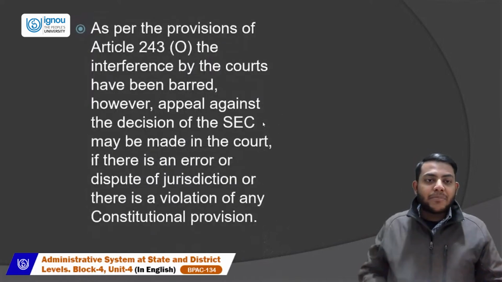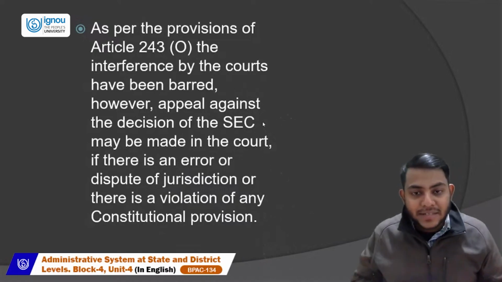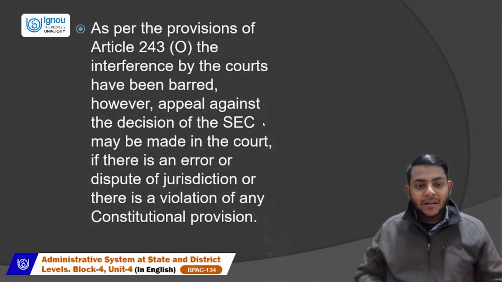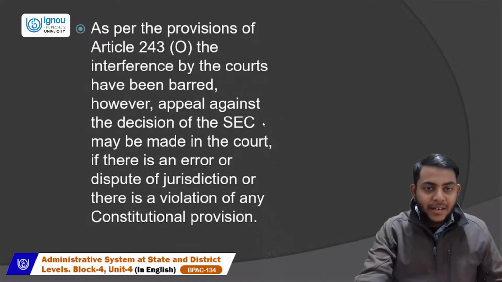As per the provisions of Article 243O, interference by courts has been barred. So courts cannot interfere in the functioning of the State Election Commission. However, an appeal against the decision of the State Election Commission can be made in the High Court. If there is an error or dispute of jurisdiction, or a violation of any constitutional provision, then an appeal can be made against the decision of the State Election Commission to the High Court, as per the provisions of Article 243O.